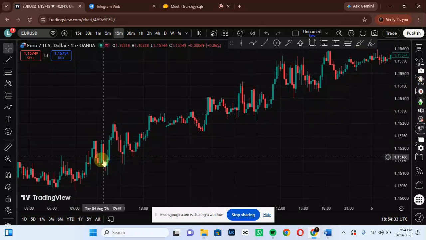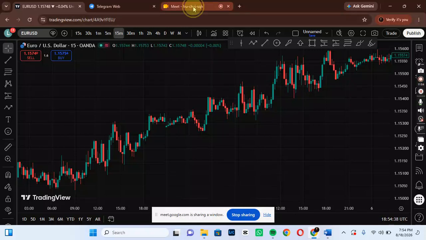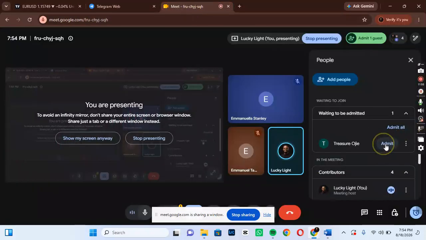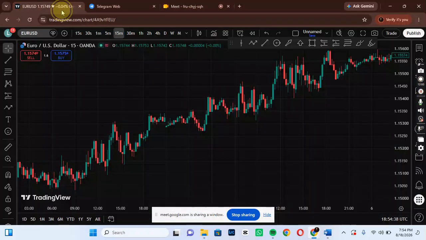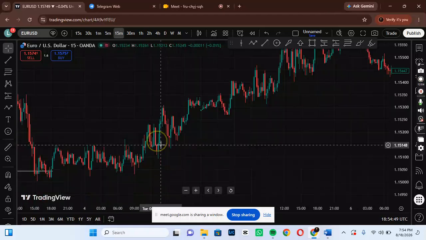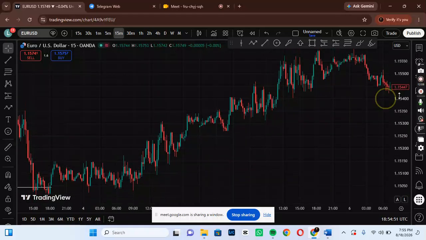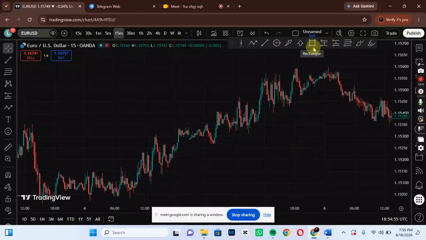Looking at this, you are seeing that it's creating a series of higher lows. You see that it's creating a series of higher lows and higher highs. As you can see, it looks kind of confusing, right? So how do you do this?